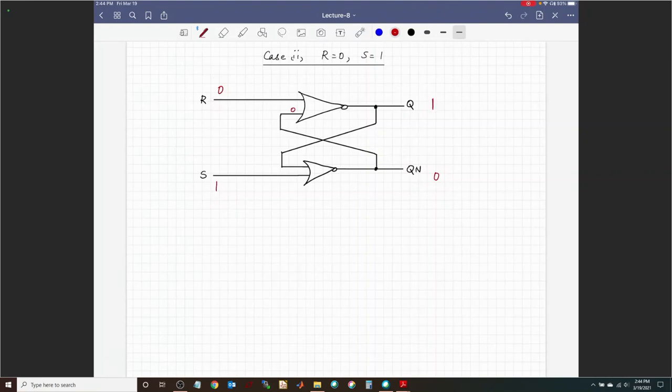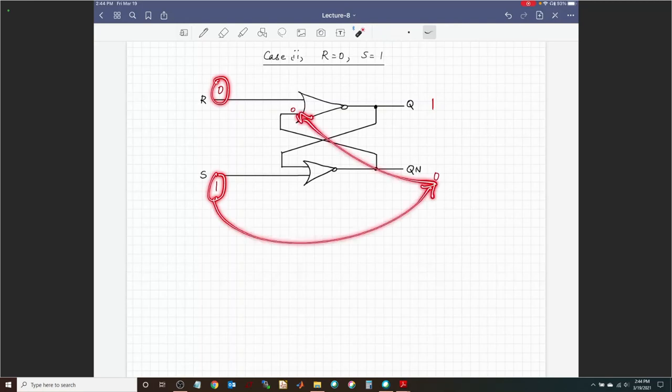Is this going to be a stable state? Is it going to stay like this until I change something about my input? Yes, it is absolutely a stable state. This is 0, this is 1. This is 1, hence this is 0. That 0 appears here. That 0 with this 0 makes it 1. That 1 comes here. 1 and 1, 0. It's all going to be stable, absolutely stable, until I mess with it.